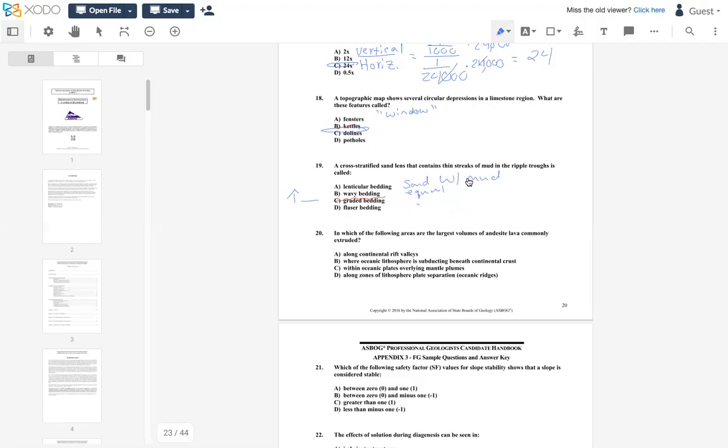So we have sand completely surrounded by mud, where flazer bedding is, how I've written this has confused myself. So let me back up. Can I delete this? So what I know is lenticular bedding is where we have a mud matrix with sand. So I'm going to say mud matrix.